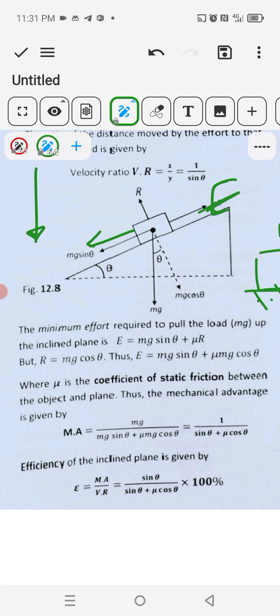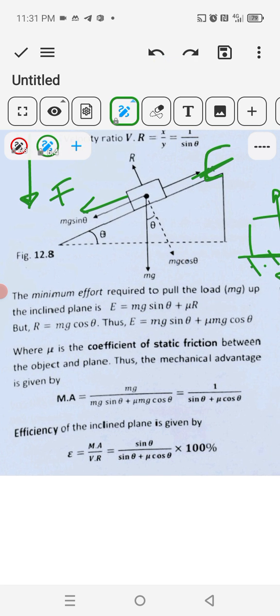The effort is pushing it up, so that means the effort is going against friction and mg sin theta. The backward force is always equal to the forward force. That is why the effort here is equal to mg sin theta plus mu R. Mu R is the frictional force there.